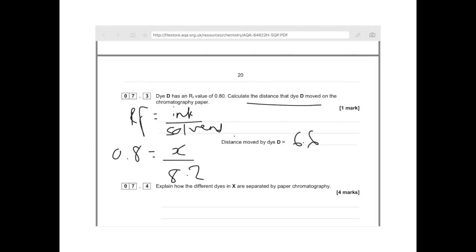Explain how the different dyes in X are separated by paper chromatography. 4 marks, so 4 separate points. You want to talk about the fact that the solvent moves through the paper for the first mark. Then state that different dyes have different solubilities in the solvent for the second mark. Therefore, they have different attractions to the paper for the third mark, and then they're carried to different distances for the 4th mark. So that's really a step-by-step guide as to how paper chromatography actually works.